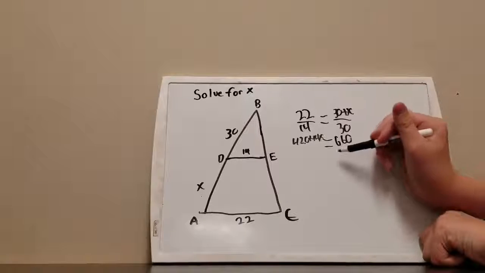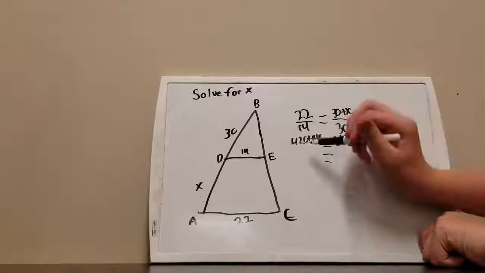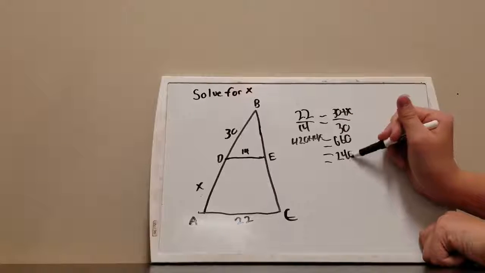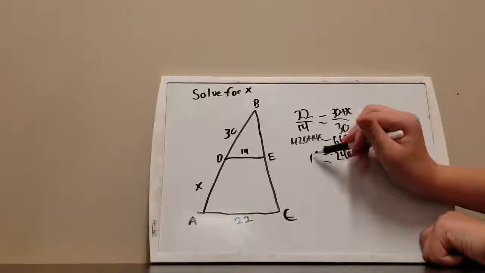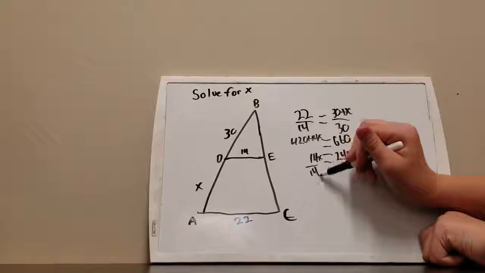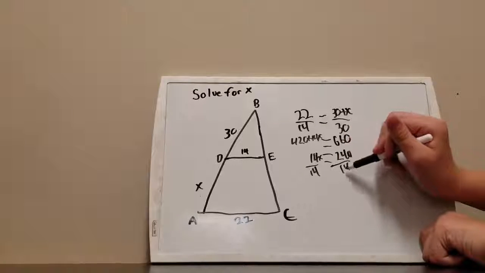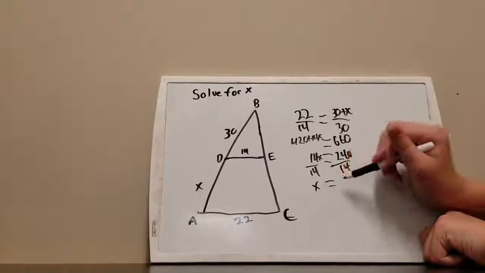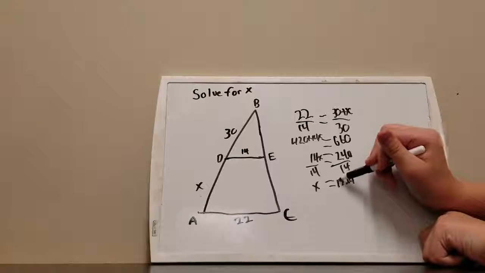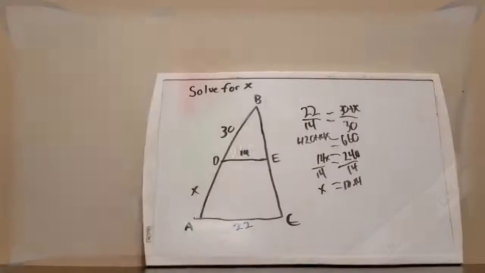660. And then you would subtract 420 from 660, which equals 240, equals 14x, and you would divide by 14 on both sides. You would have x equals 17.14 if it's rounded to the nearest hundredth.